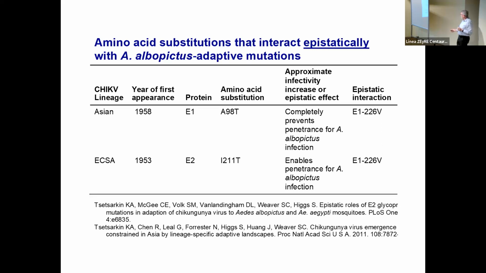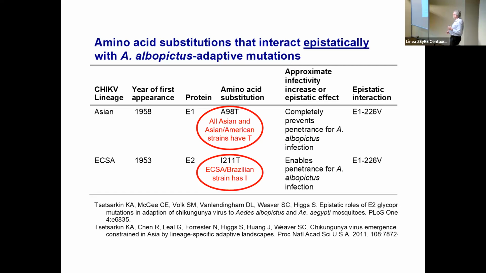We also found a second epistatic interaction in E2, in this case one that is found in about half of African strains. But the residue that prevents the expression of Aedes albopictus infection, in the strain that arrived in Brazil in 2014, just like the Asian strain, has the wrong amino acids, so we predicted it would not be able to adapt efficiently for Aedes albopictus infection. So these are the critical findings. We were very lucky in that the Asian strains for many decades never found a genetic solution to this, and the Brazilian strain that arrived more or less by chance came with the wrong amino acid for Aedes albopictus adaptation.